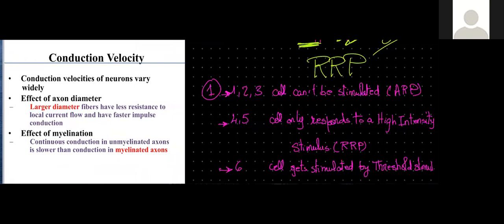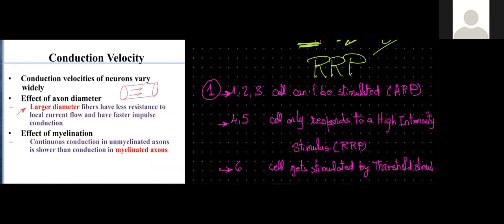What affects the conduction velocity? How fast am I conducting the electrical signal? First is going to be the diameter of the nerve fiber. The larger the diameter of the fiber, the faster the electrical conduction will be. Another thing is going to be the state of myelination, the effect of myelination.